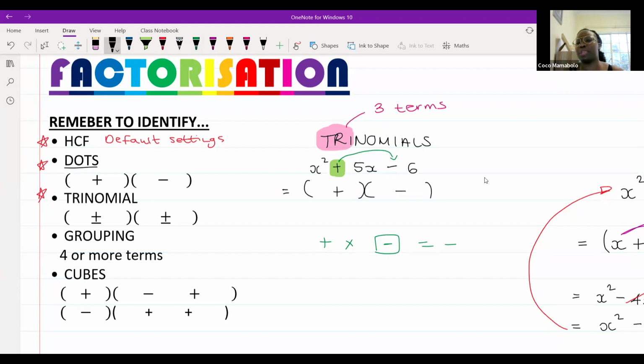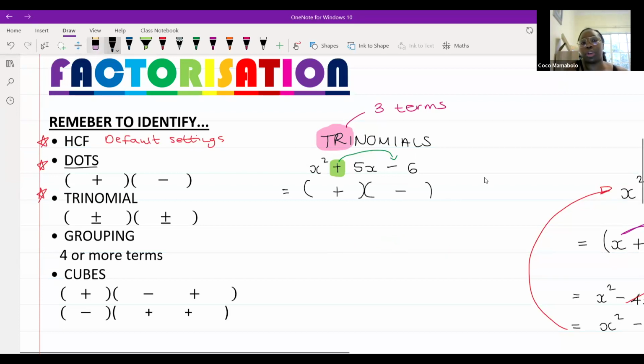Okay, give me your favorite emoji. Are we okay with the signs inside our trinomials? I need us to be 100% okay with this. Are we good? Beautiful. Nice one. I love it. Beautiful. Excellent.